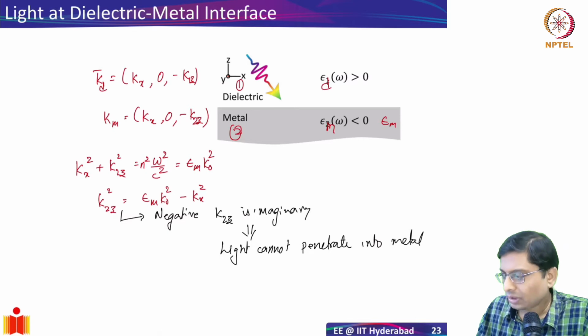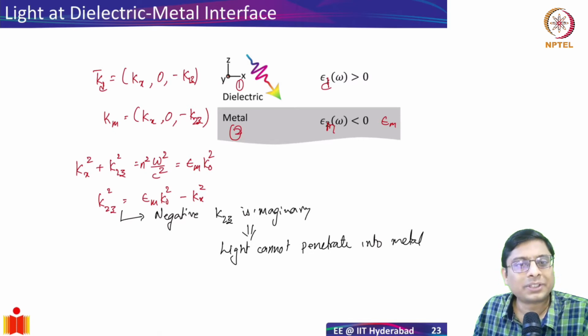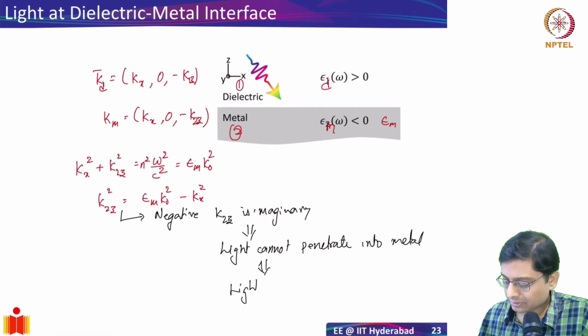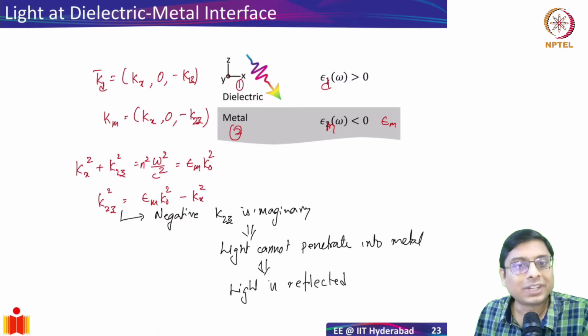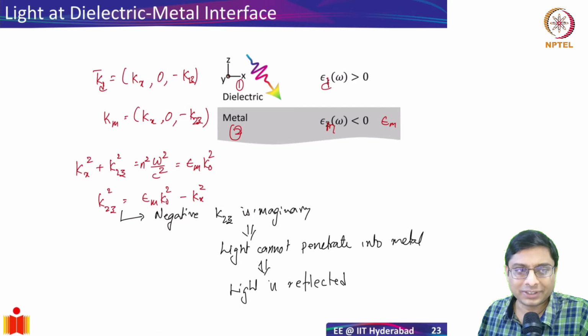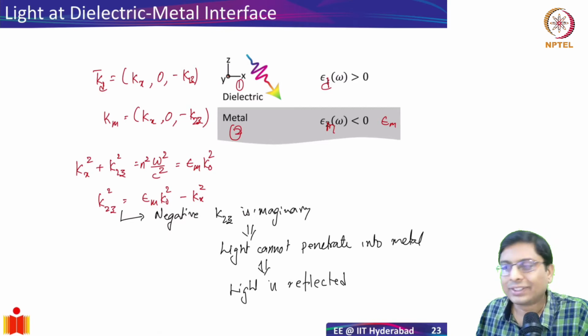So what happens if it doesn't penetrate? Well, the only way to go is back. So it gets reflected. This implies that light is reflected. How much light is reflected? That depends on the loss in the metal. If your metal is lossy, then some amount of the light is absorbed within the metal and the rest of it is reflected. But if you take a low-loss metal, like let's say silver, you will see that most of the light gets reflected.